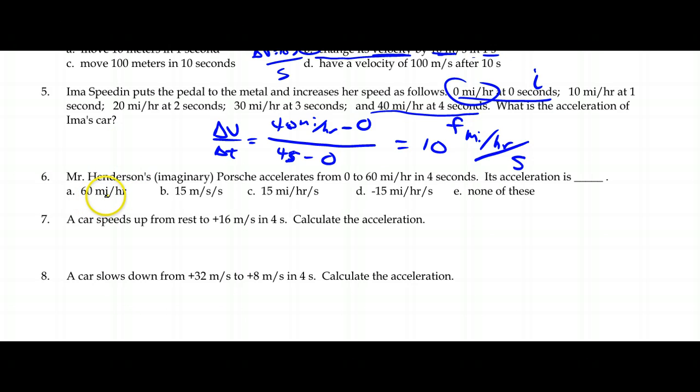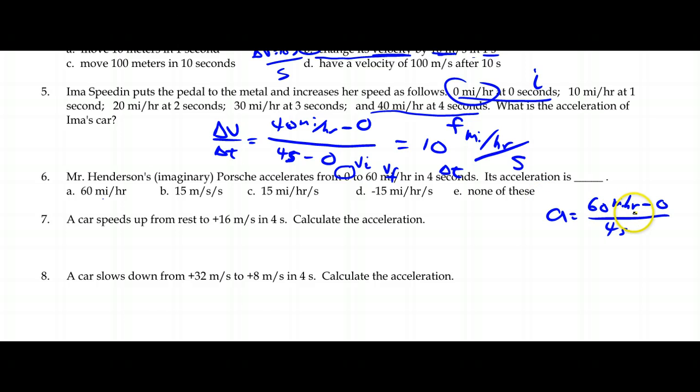Okay, Mr. Henderson's imaginary Porsche accelerates from 0 to 60 miles per hour in 4 seconds. So again, 0 is going to be the initial velocity. That's I. 60 is going to be the final. And then this is the delta t, the time that took. So our acceleration is 60 miles per hour minus 0 divided by 4 seconds. 60 divided by 4 is 15. It's 60 minus 0, so the answer does come out to be positive.